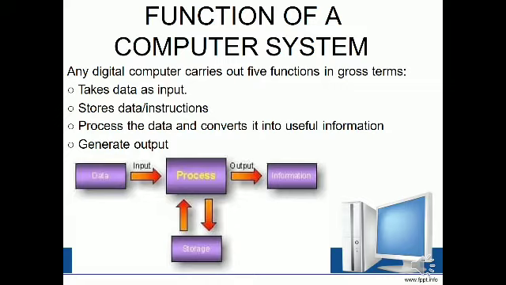Function of a computer system. Any digital computer carries out five functions in gross terms: 1. Takes data as input. 2. Stores data or instructions. 3. Processes the data and converts it into useful information. And 4. Generates output. Data goes in as input, it will be processed and stored, and the output is the information.